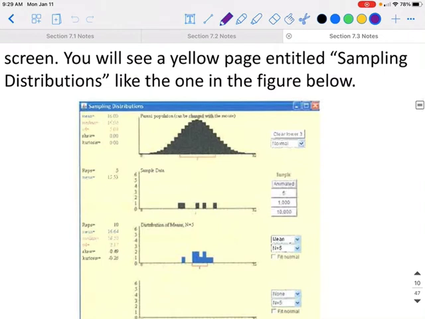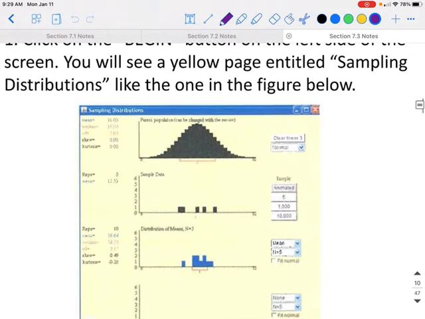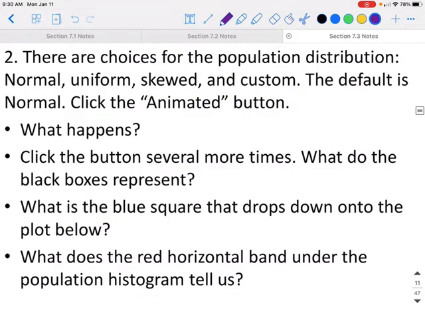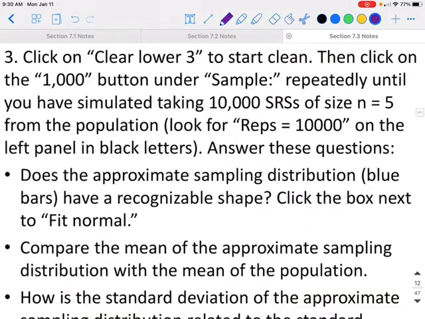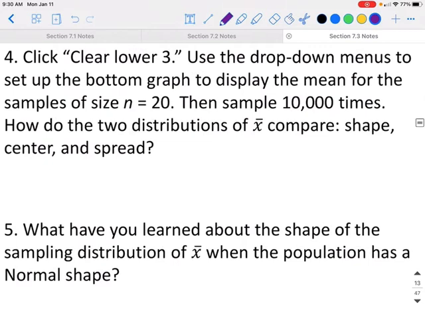If this is the population to start with, you would take samples of size 5, and then you would calculate the mean of that sample. So this is if we do 5 different samples, and this is if we do 10 different samples. Here are our choices for the population distribution. We can start with a normal, uniform, skewed, or custom. And then during this activity, we would look at a normal distribution and a skewed distribution, and see what would happen.